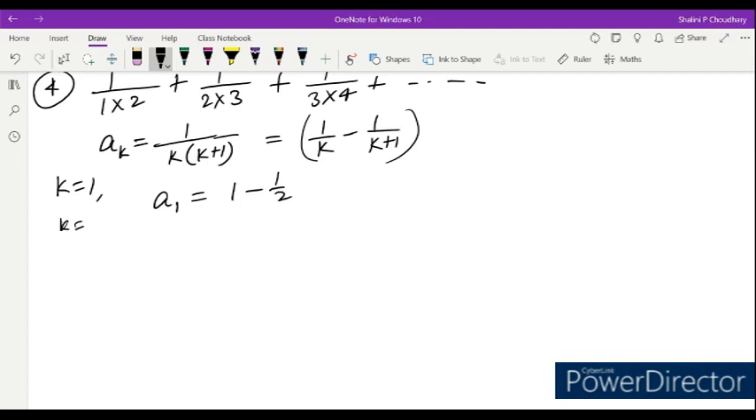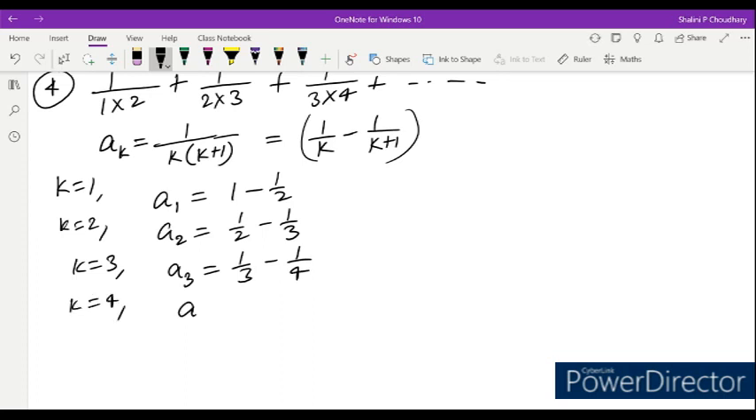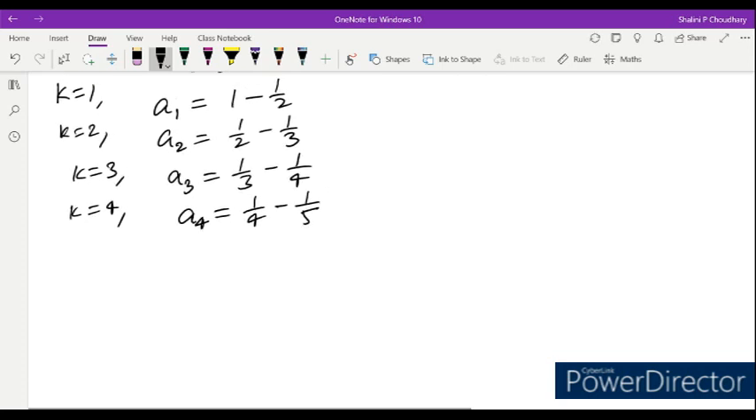Now k is equal to 2. A2 will be getting 1 upon 2 minus 1 upon 3. Now k is equal to 3. We'll be getting A3 1 upon 3 minus 1 upon 4. Now k is equal to 4. What value will be getting? A4 के लिए 1 upon 4 minus 1 upon 5. Okay, and this way dot dot dot, we'll get some values, and k is equal to n, so a n will be equal to 1 upon n minus 1 upon n plus 1.